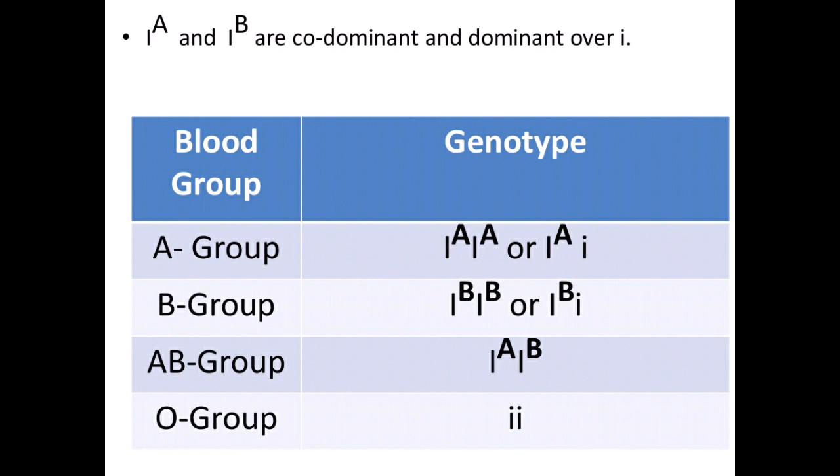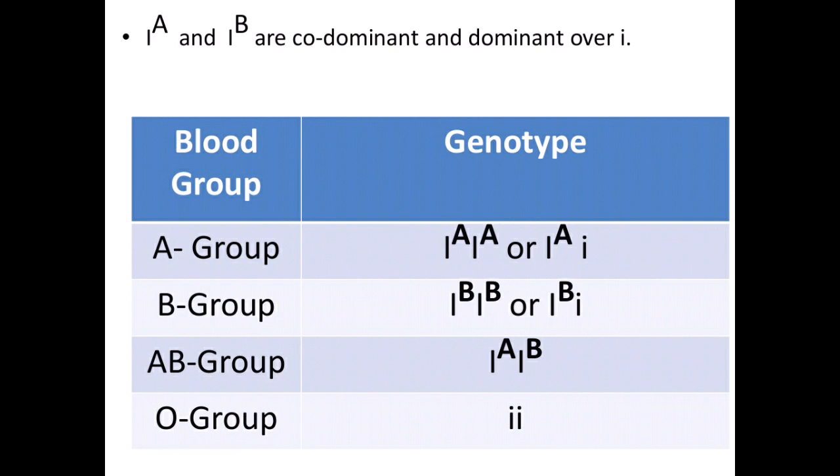Now see the various genotypes of blood groups. IA and IB are codominant and dominant over small i. For blood group A, the genotype is IA IA or IA and small i, homozygous and heterozygous condition. For blood group B, IB IB or IB and small i, homozygous B and heterozygous B.